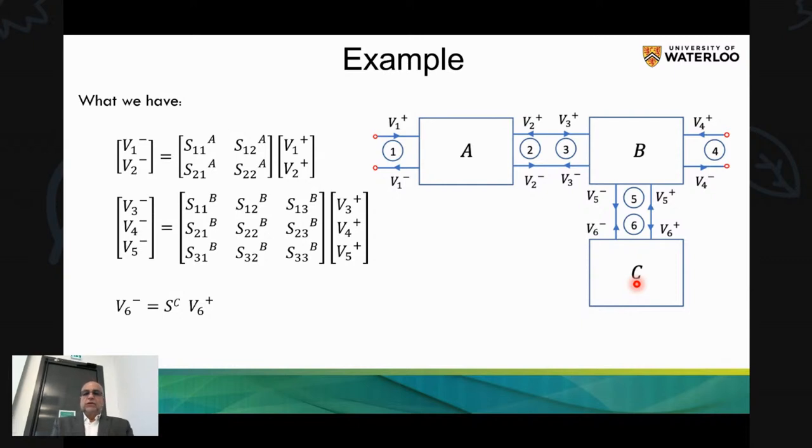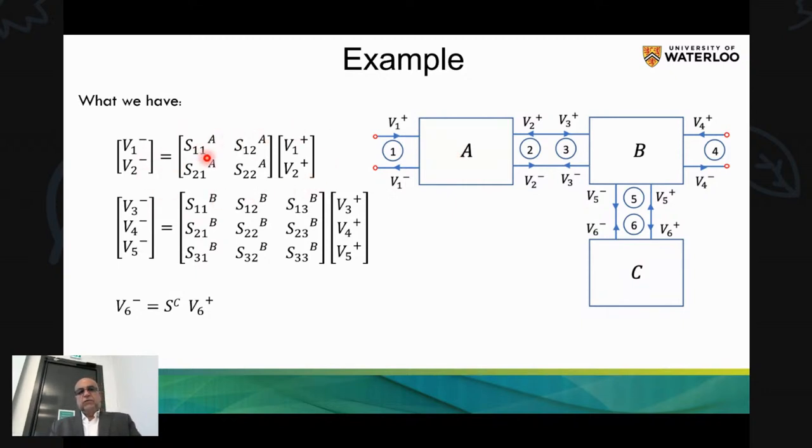For this network, one is external and two is internal. For this network, three is internal, five is internal, four is external. For this network, it just has one port. Six is internal. So effectively, I want to find the S matrix between ports one and four, because the others don't show up. I want this matrix at the output ports between one and four. Let's say I know the S matrices of these three networks. I know the S matrix of A, which is given by that.